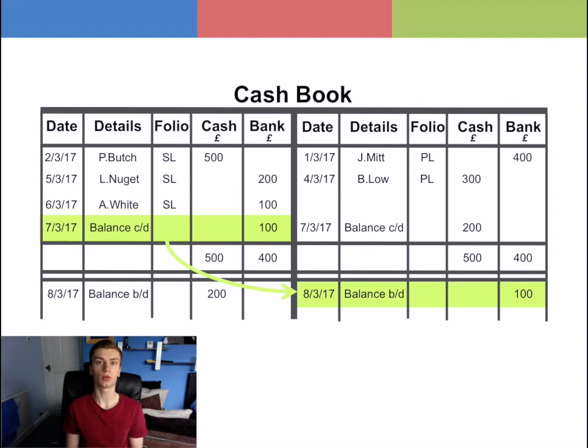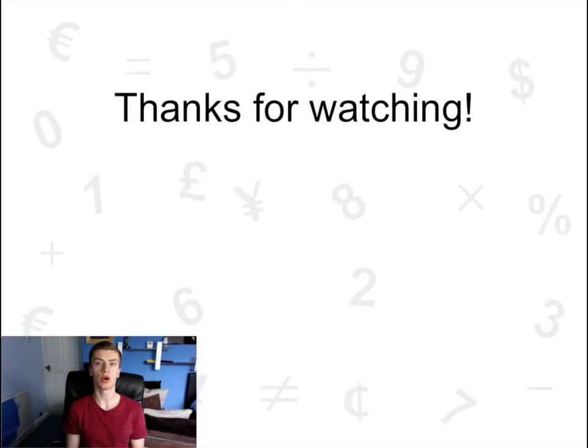If the balance brought down is on the credit side, then it means that the business has taken out a bank overdraft. This means that the business is allowed to pay more money out of the bank account than the total amount deposited in the bank. So that was the explanation of the cash book.